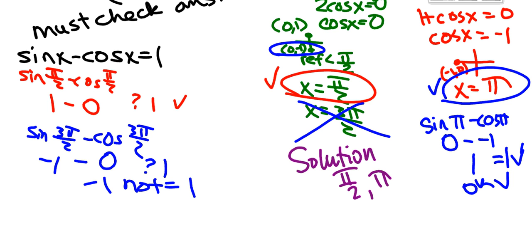And that's why if you're ever checking an answer, maybe it's in the back of a book or someplace, sometimes you'll have gotten a solution and it's not there. If you've squared things, that might be why it's not there.